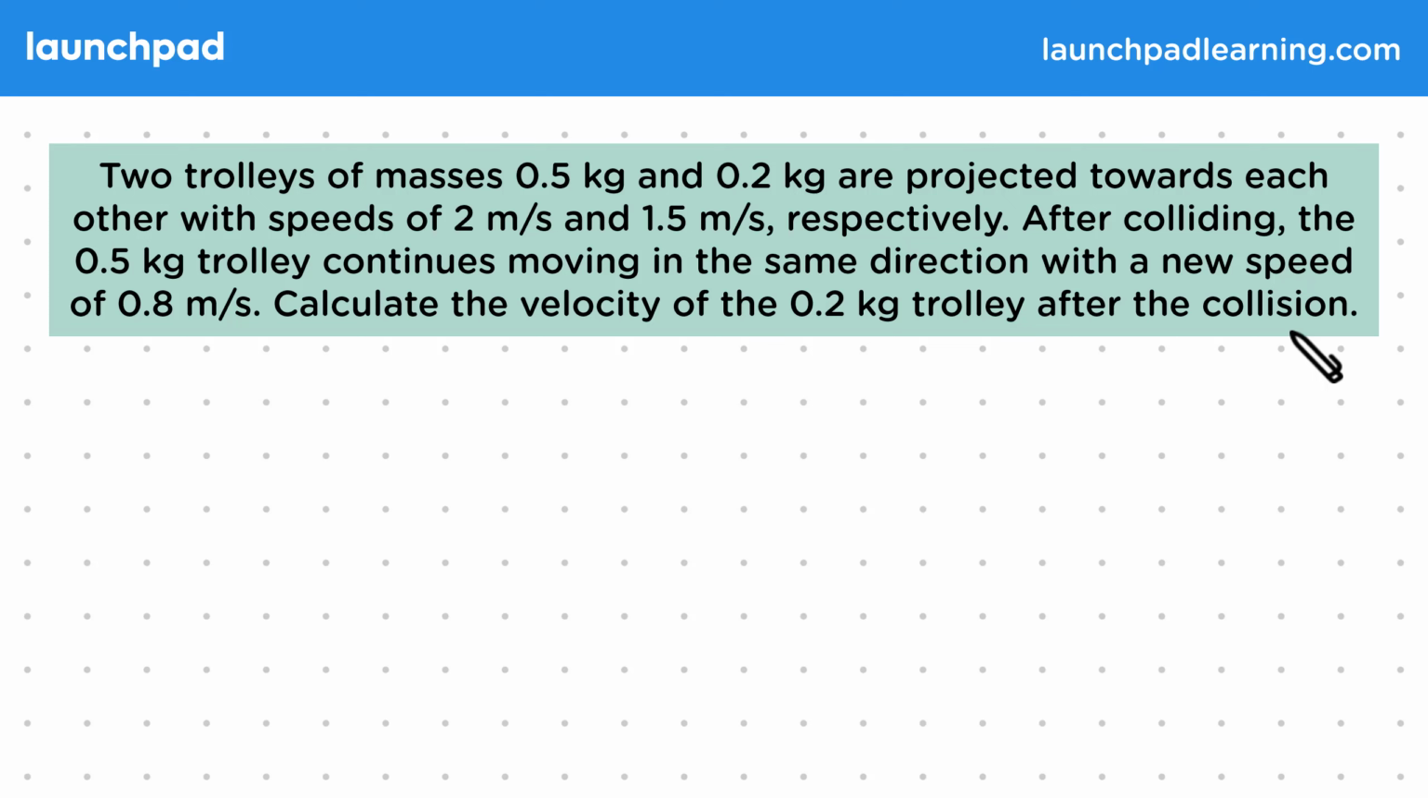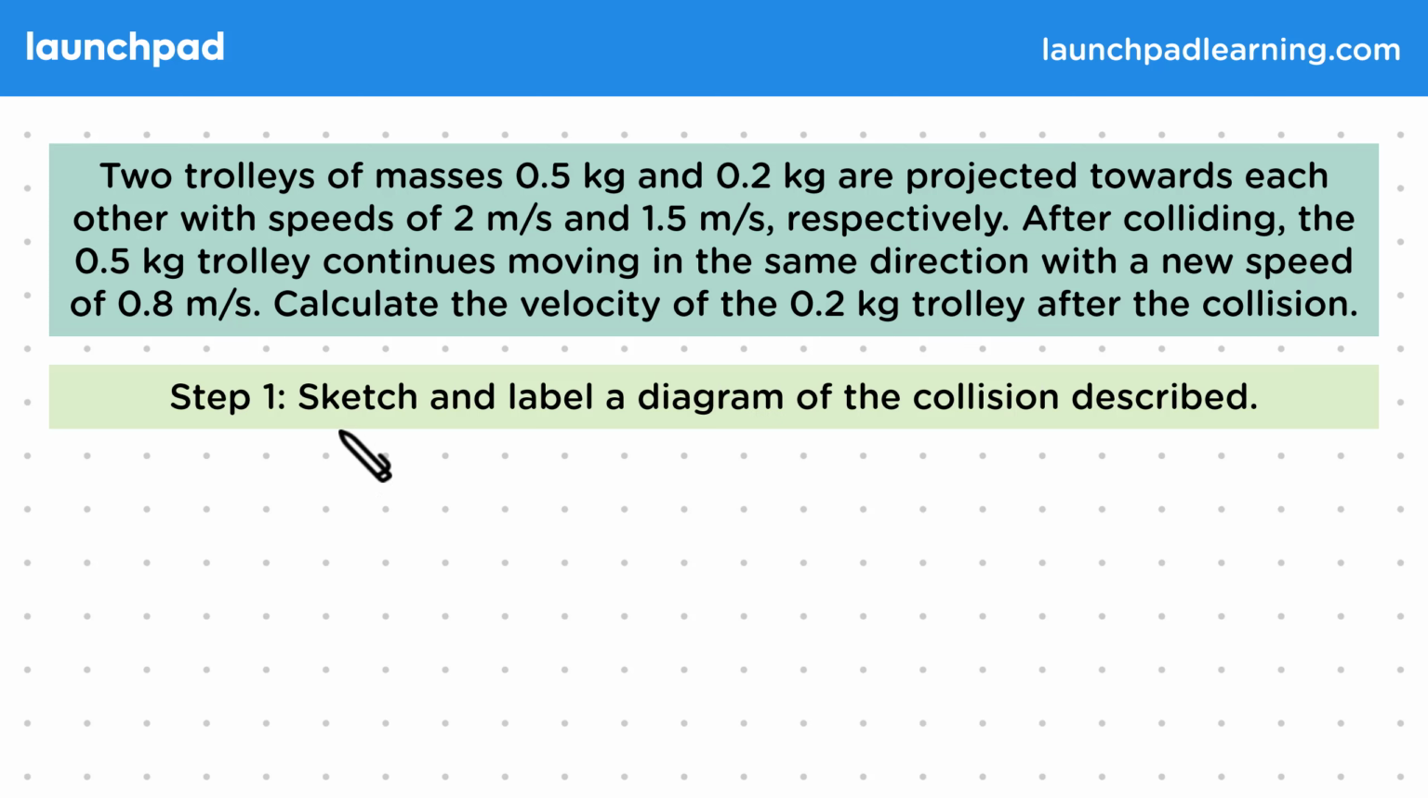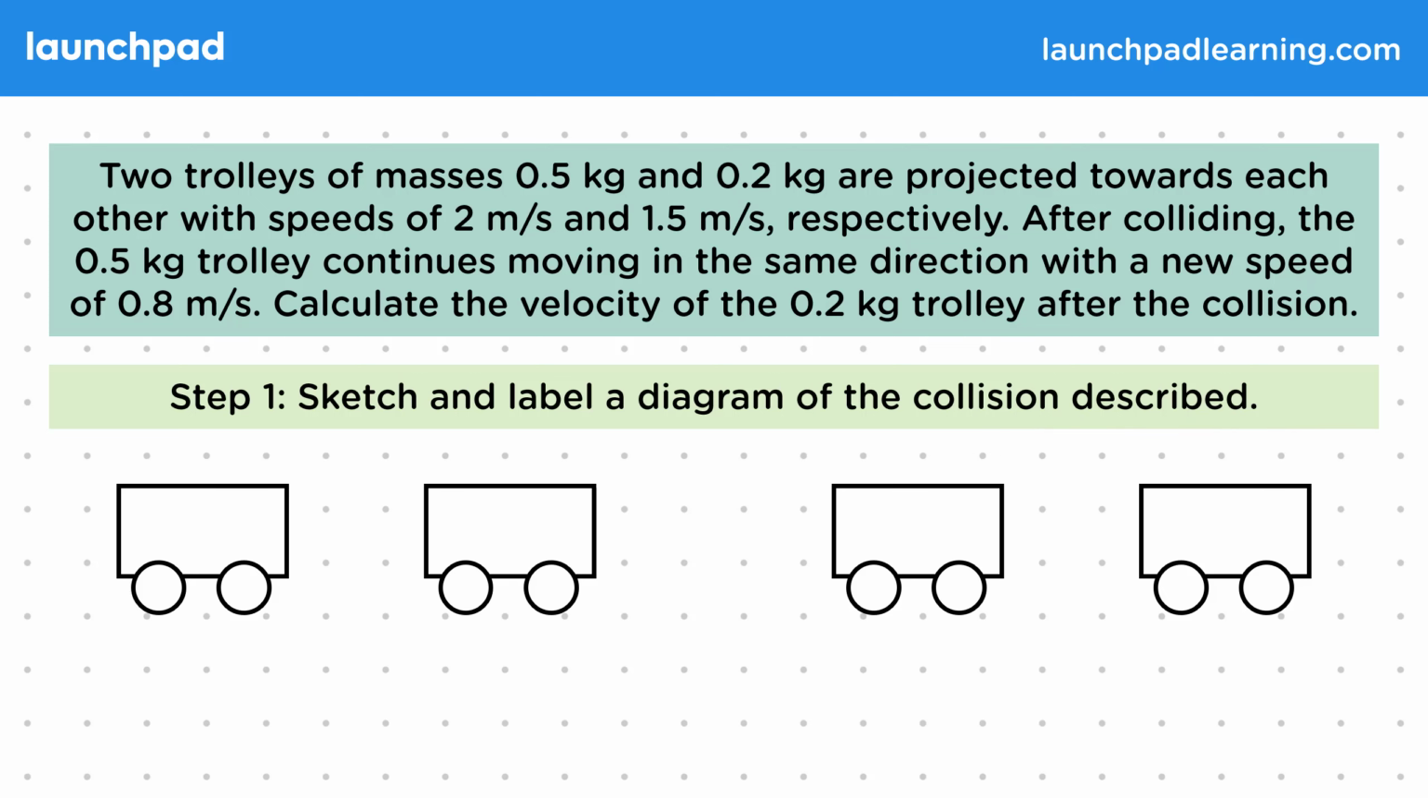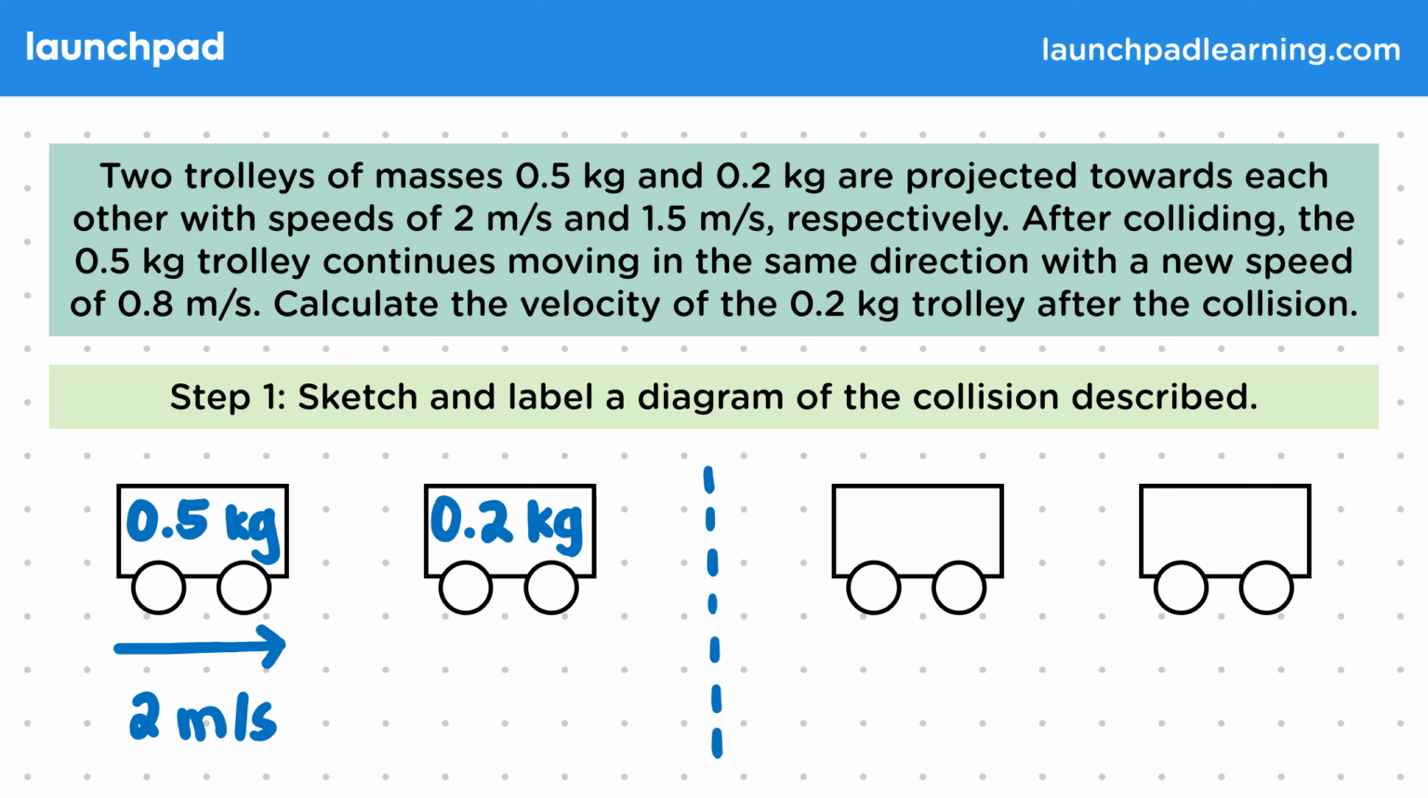Now that's a lot of information, so we should start with step 1. Sketch and label a diagram of the collision described. Here we have the two trolleys before and after the collision, with this dotted line to separate the two times. We're told that the first trolley has a mass of 0.5 kilograms, and the second a mass of 0.2 kilograms. Now for the velocities. It's not specified which direction the first trolley is moving in, so we can just say it's moving to the right. We'll also call this our positive direction for the rest of the question. We're then told that the first trolley has a speed of 2 meters per second.